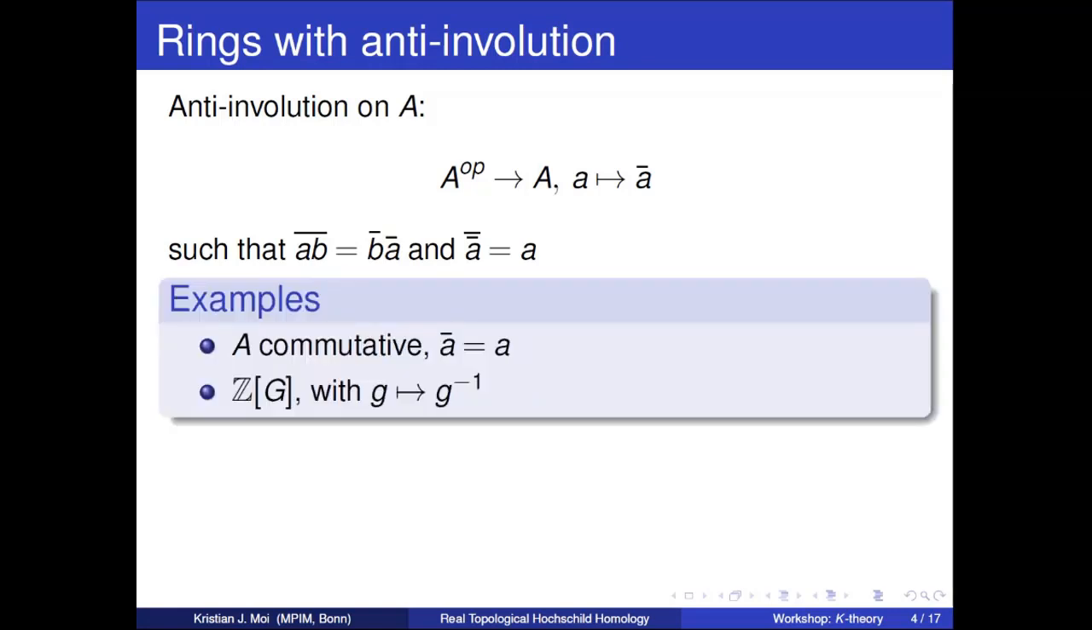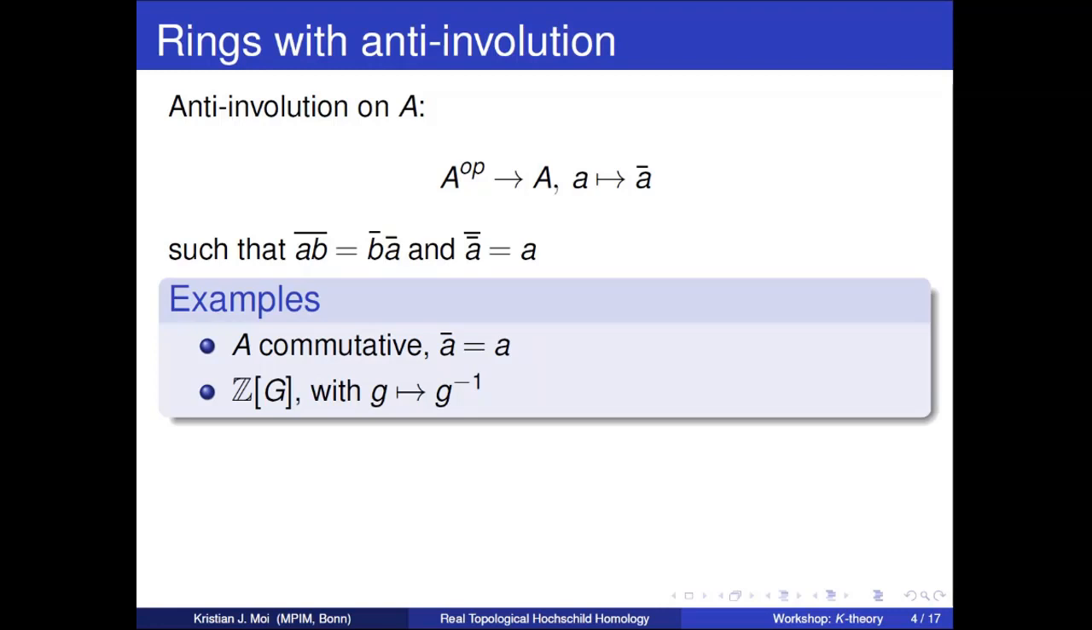Okay, so two important examples. If the ring is commutative, you can just take the identity, because A^op is isomorphic to A. But maybe the more interesting example is to take a group and then take the involution induced on the group ring from the inverse. And if you want to think about something like the Novikov conjecture, then that's the one.